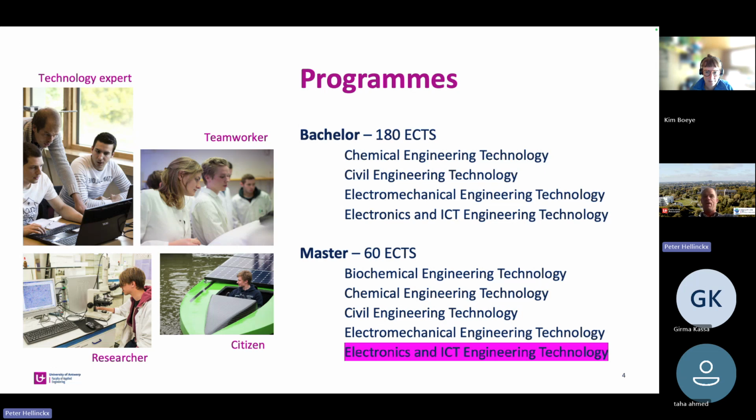When people graduate from that bachelor, they get direct access to the master, and it is the master that you're also subscribing for. Now, we have more than one master, of course. Based on what you saw in the bachelor's, when you go to the master, you can subscribe for biochemical engineering technology or chemical engineering technology, which are both in the department of chemical engineering. Then there is a master in civil engineering, a master in electromechanical engineering technology, and then our master in electronics and ICT engineering technology. And that is why you're here.